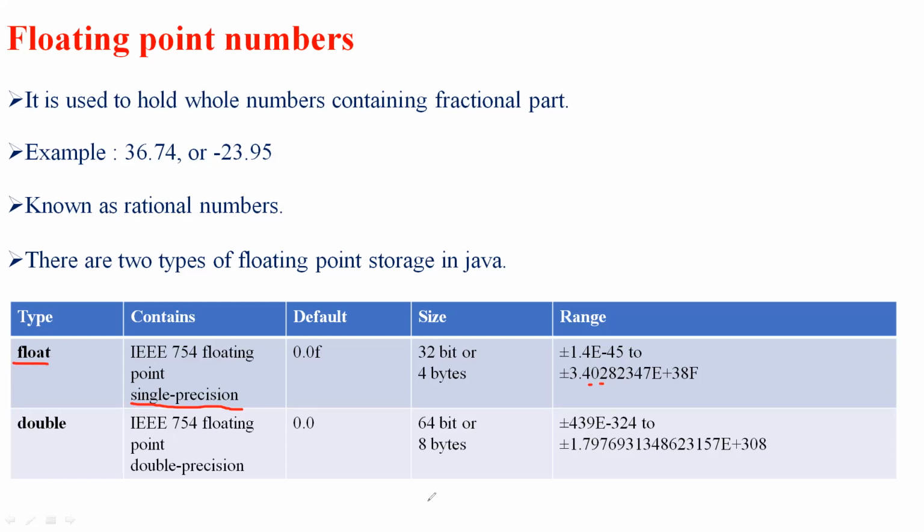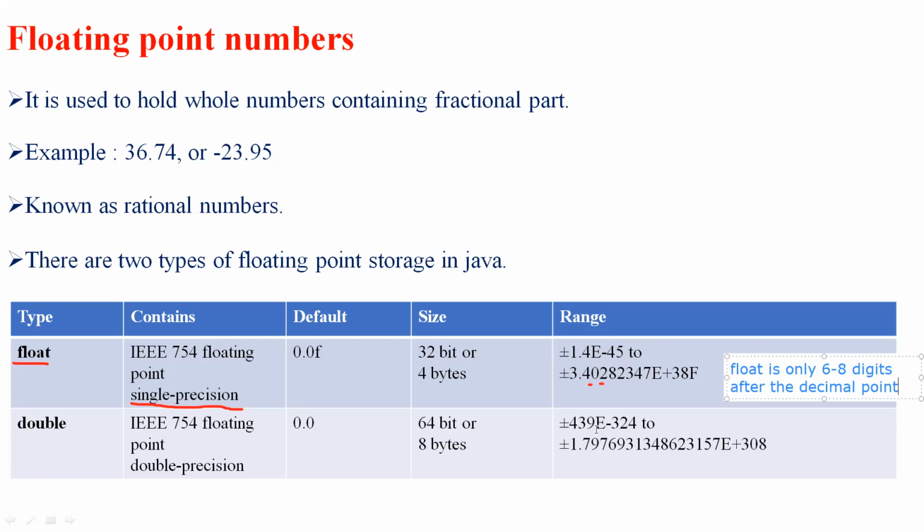So if I talk about a float, it consists of only 6 to 8 decimal digits after the decimal point. In the case of a single precision, this float will contain only about 6 to 8 digits after the decimal point.